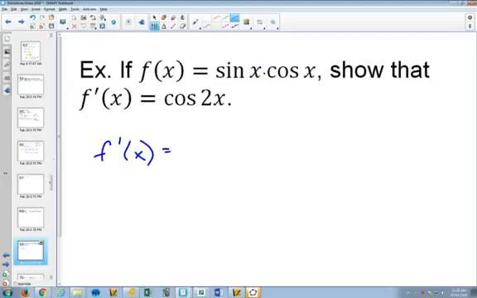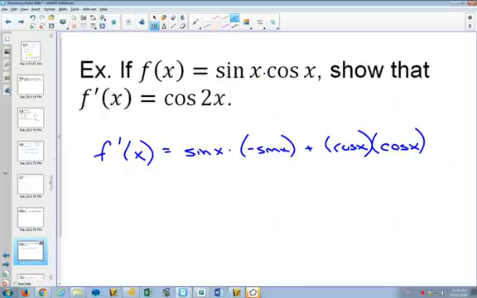So I can keep the first one the same, multiply by the derivative of the second one. And the derivative of cos is negative sine, plus keep the second one the same and multiply by the derivative of the first one, and the derivative of sine is positive cos.